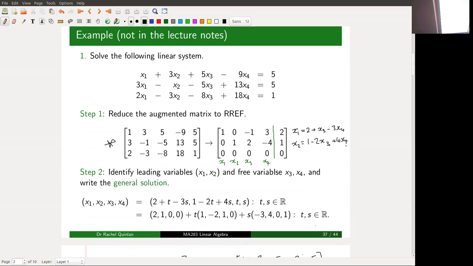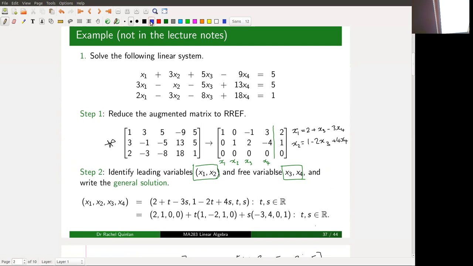And of course, I should have said this earlier, that x1 and x2 here are our leading variables, because they're the variables whose columns in the reduced row echelon form contain leading ones, and the variables x3 and x4 are free variables. And the two non-trivial equations described by this reduced row echelon form tell us how the values of x1 and x2 respectively must depend on the values of x3 and x4 in a solution of the system.